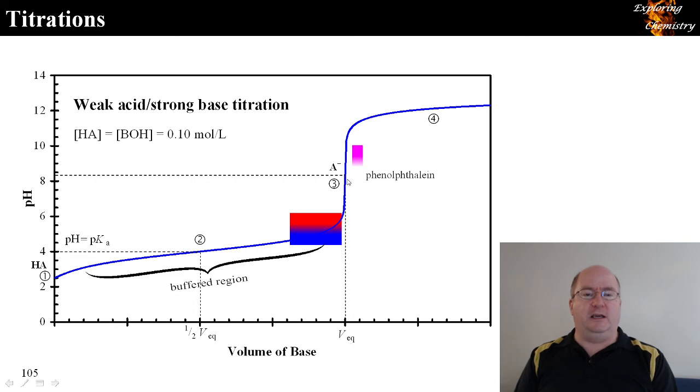Region 3 is the equivalence point, and now everything has been converted to the conjugate. And so if HA is weak, A minus is also weak, and A minus is going to hydrolyze in solution and give you a slightly basic solution. In this case, the calculated pH is around 8.8, or sorry, 8.4.